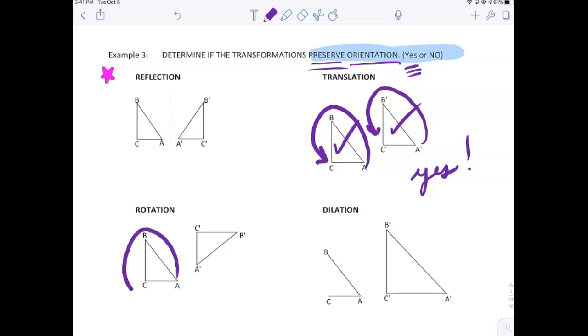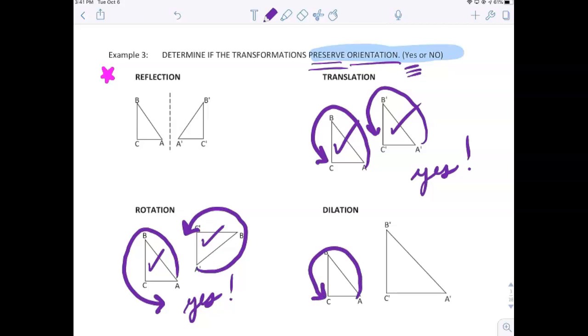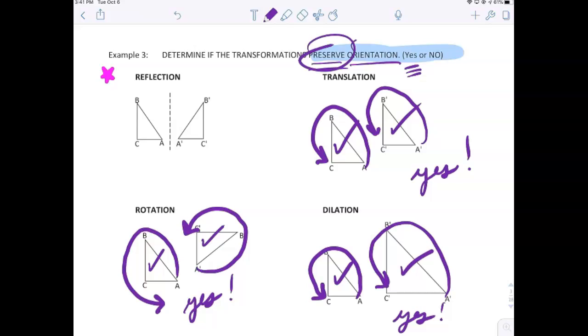A rotation. A to B to C, counterclockwise. After it was rotated, I'm going to go A prime, B prime, C prime. I started in a different spot, but I still went counterclockwise. It stayed the same. It was kept. It was preserved. Even a dilation, which we don't talk about yet, A to B to C, it's bigger now. A prime, B prime, C prime. Still counterclockwise both times. So yes, it preserved orientation.